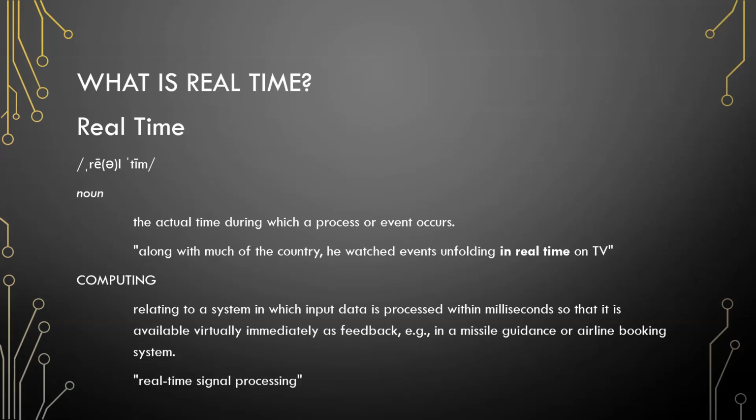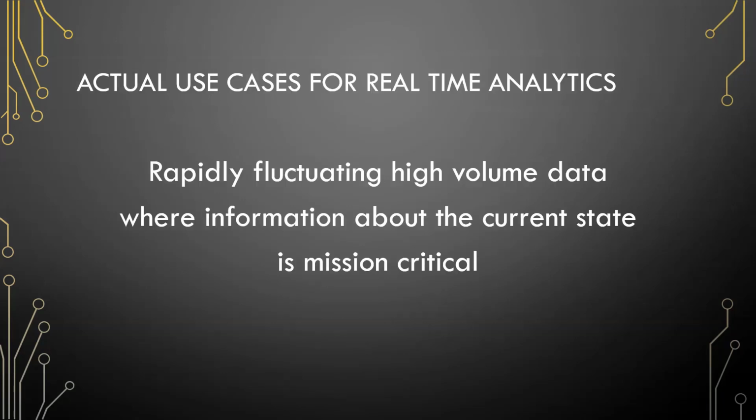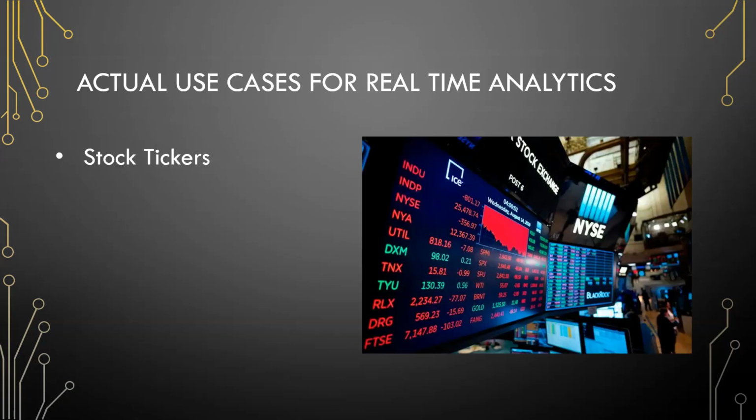But let's talk about some of the use cases under which this is actually needed. Rapidly fluctuating, high volume data where information about the current state is mission critical. Let's look at some examples. Stock tickers, with moment-to-moment changes, where if you're working with outdated information that's 5 minutes old, 10 minutes old, an hour old, that might change your decision making process.